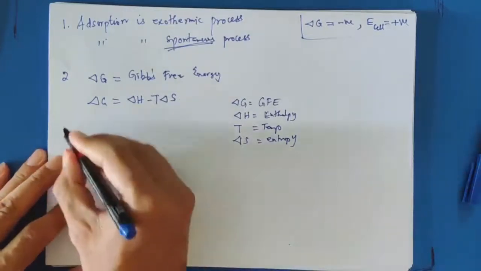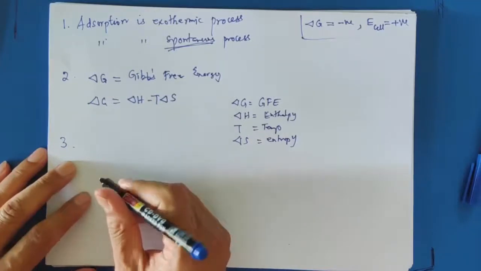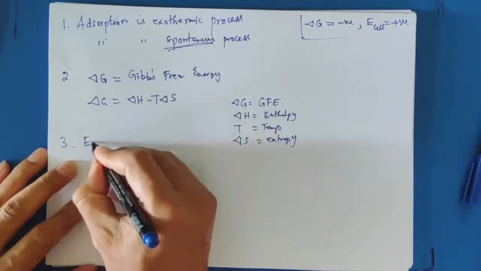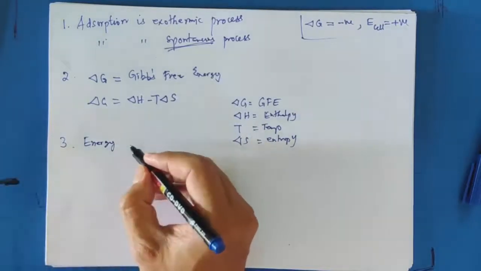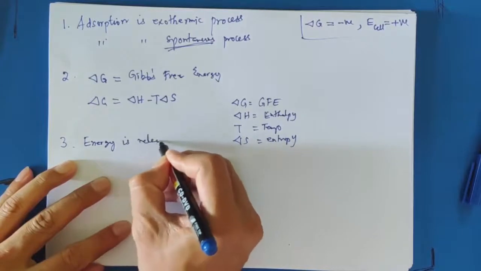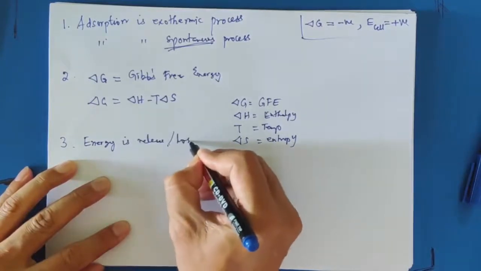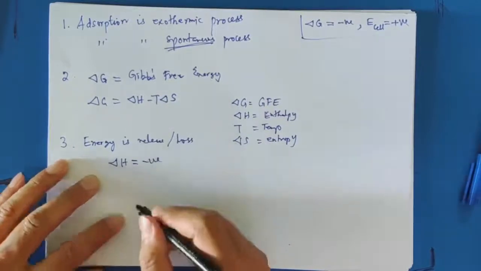Energy is released, like a loss. In adsorption, energy is released, or energy is lost. That is why the delta H value is negative.